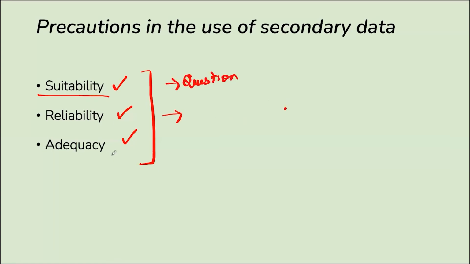Then third comes the adequacy. Adequacy means the data from the secondary sources may be available, but its scope may be limited, and it may not serve the purpose of the investigation. It may serve only a part of the requirement for the investigator, or the time period of the data may be different, and the investigator is requiring a different time period. So in that case, it will be inadequate.